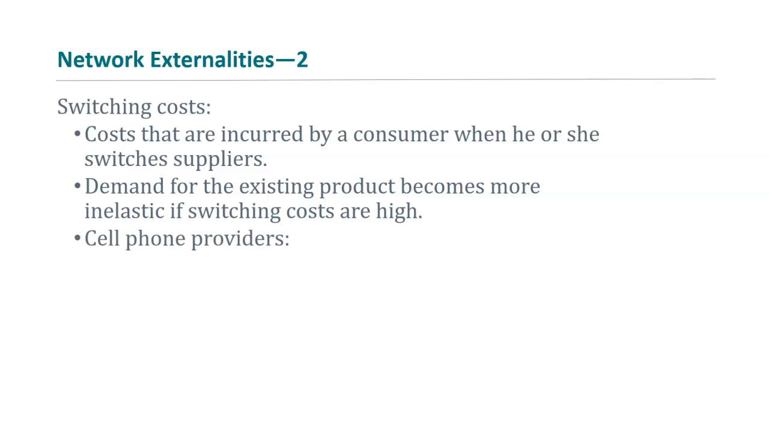So cell phone providers know this and will do things to try to increase those switching costs, like early termination fees, free in-network calls, things like in the past you weren't able to take your cell phone number with you when you switched providers. That has changed because of antitrust laws. But those are sort of strategies that phone providers would use to make it more costly to switch to a different supplier and to increase the network externalities for their particular brand.